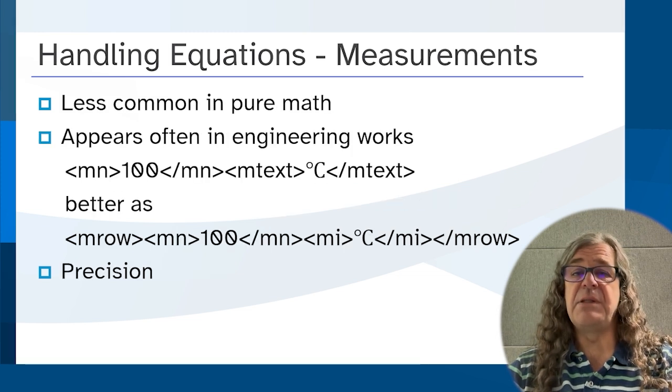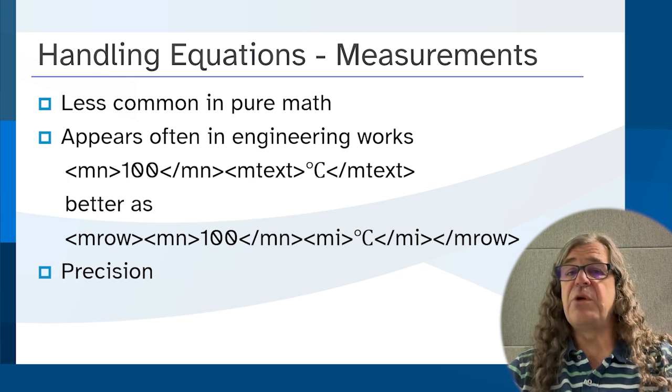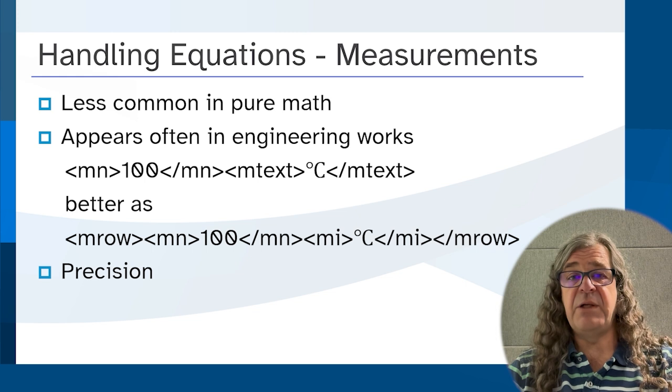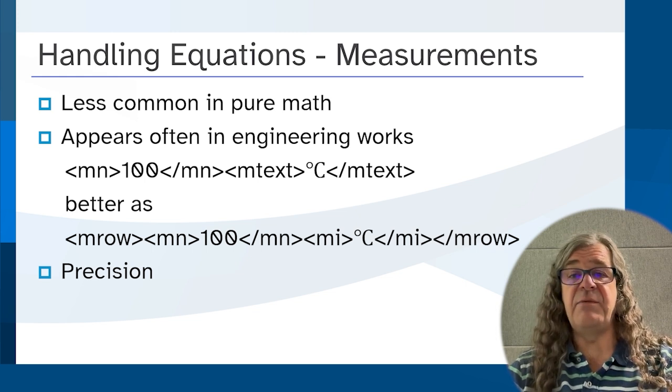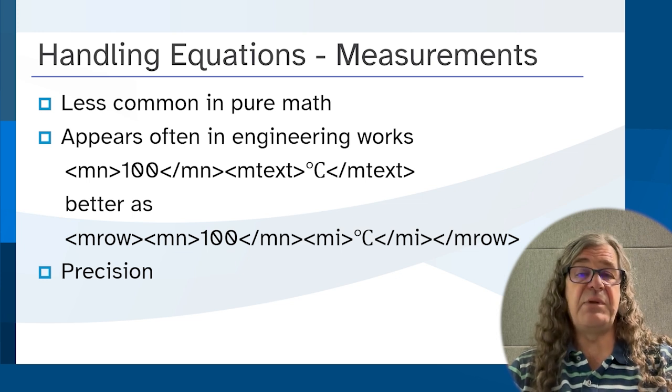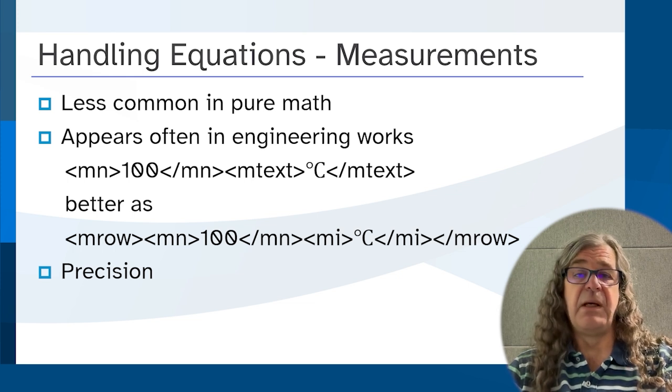Slide: handling equations, measurements. Less common in pure math, measurements appear a lot in engineering. Similar to the chemistry issue, conversion routines do not recognize the relationship of a number and a measurement. The MN element of 100 and the MText element of degree centigrade here are simple siblings to each other. We consider it better to set the degree centigrade as an MI element and group it with an M row with the corresponding MN of 100. This combines the measurement with its number.